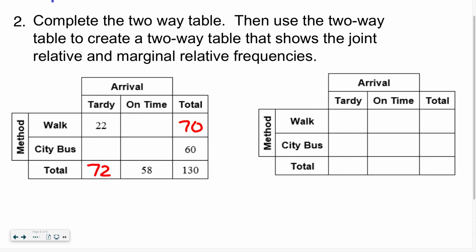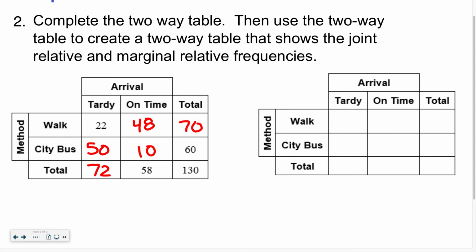And then I can fill in the rest of what I know. So this obviously has to be 50 people take the city bus. Then I have 10 people who took the city bus and were on time. And then it must be 48 people right here. And I can double check, it should be true in all rows and columns, right?